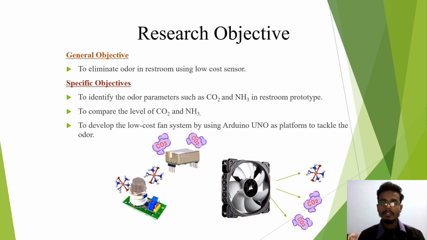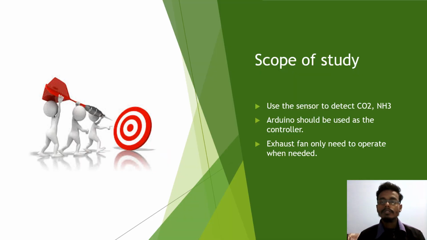And now we are going to see the research objective. The general objective of this project is to eliminate odor in the restroom using a low-cost sensor. The specific objectives are to identify the odor parameters such as carbon dioxide and ammonia in the restroom prototype, to compare the levels of carbon dioxide and ammonia, and to develop a low-cost fan system using Arduino Uno as the platform to tackle the odor.